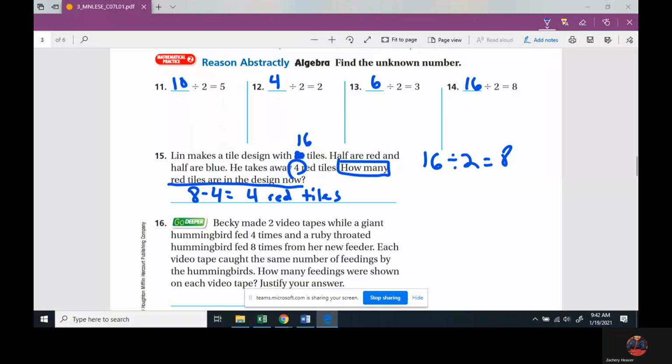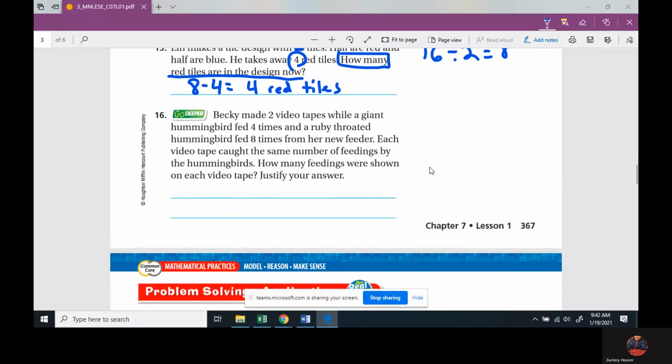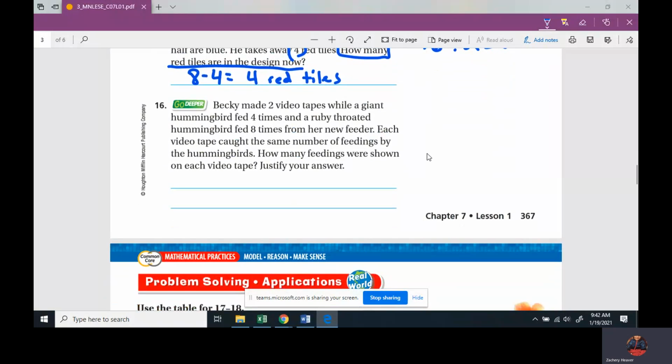We good? All right, I'm going on. We're flying through this, which is cool. Becky, make sure yours is the same as mine. If it's not, stop me.